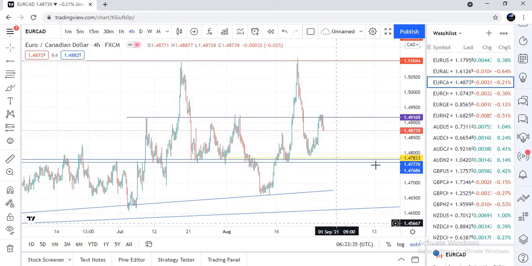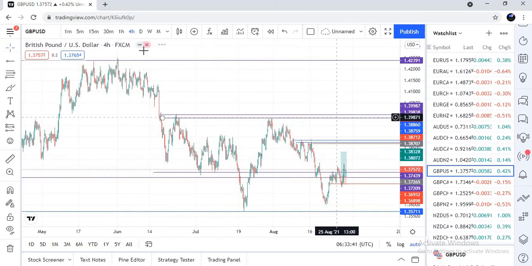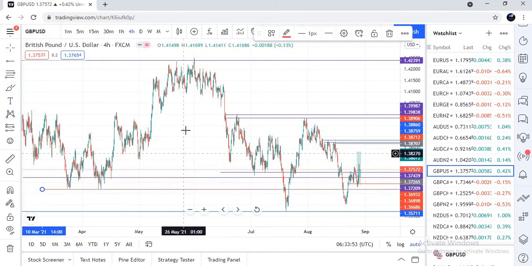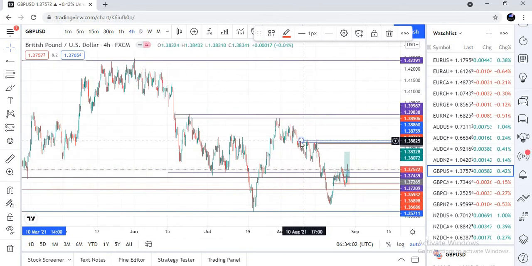The next pair that we'll be looking at is GBPUSD. And like I said, most of all these setups were made from our previous analysis videos. So if you want to know how we set up everything right here, just watch our previous analysis videos. If you can watch everything, then that will make a lot of sense.